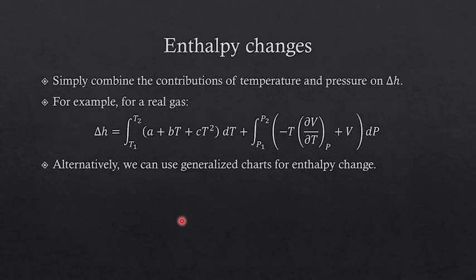Now, to summarize, we simply combine the contributions of temperature and pressure on delta H. For instance, for a real gas, our delta H total is equal to the contribution of temperature, that is your Cp function dT, integrated from T1 to T2, plus your change in enthalpy due to the change in pressure, dP, from P1 to P2. So as you can see, this is a very complicated equation and it is very tedious to evaluate for each and every substance. If you have 5 substances in your reaction, then you have to do this 5 times.